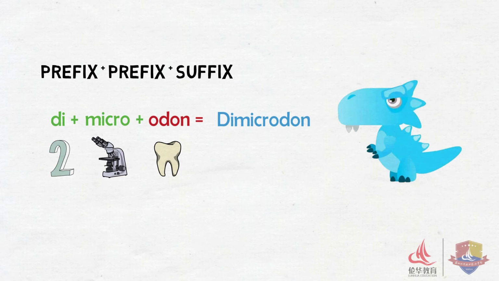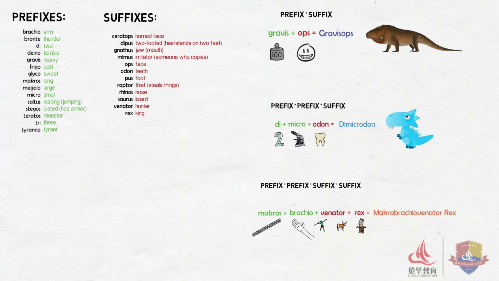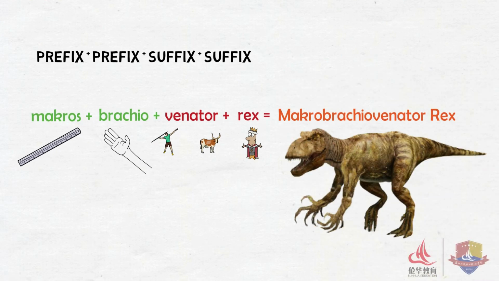Okay, now let's try something more interesting. I'll take 2 prefixes and 2 suffixes. I'll use macros, which means long, brachio, which means arm, venator, or hunter, and then rex for king. That makes the name Macrobrachiovenator rex. That name means long-armed hunter king. In my imagination, my dinosaur is quick, dangerous, and can hunt and catch other animals easily. That's why it's a good name for it.